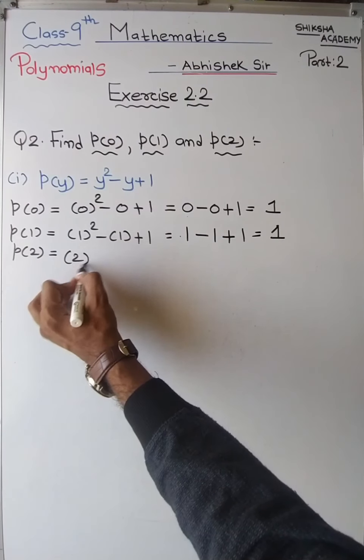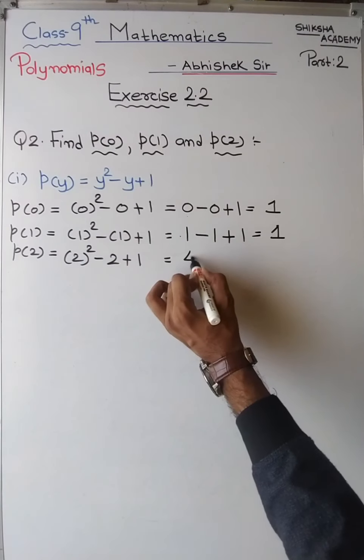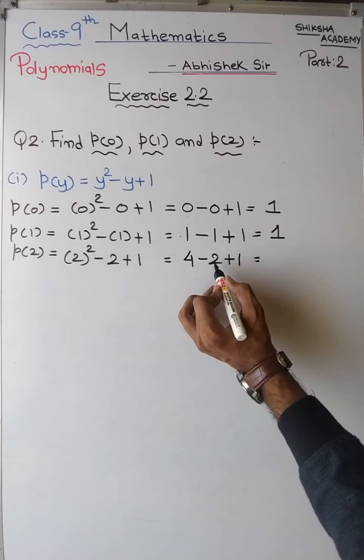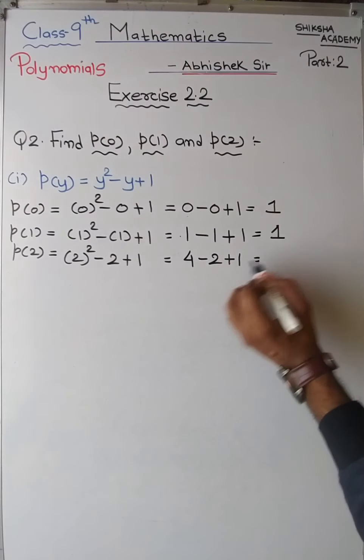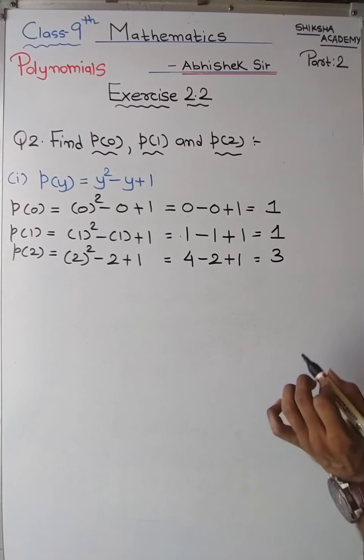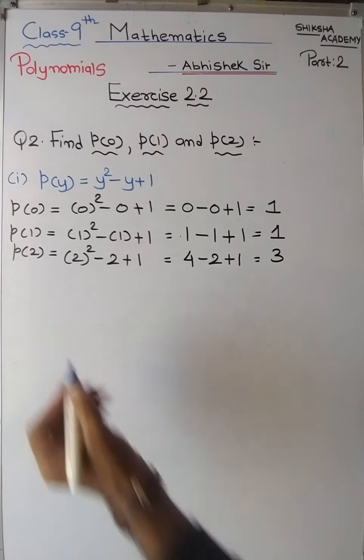Finally, moving on to p of 2. This is 2 square minus 2 plus 1. So 2 square is 4, then minus 2 plus 1. So 4 minus 2 is 2, 2 plus 1 is 1. Sorry, 2 plus 1 is 3. So final answer is 3. See, likewise we will go for the next polynomial. What is question number 2?